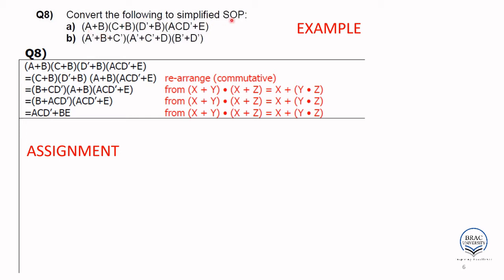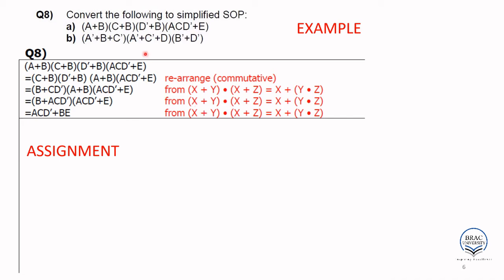So you need to convert that POS, that means product of sum, into sum of product. Just look here. You have a plus b into c plus b into d prime plus b into a c d prime plus e. If you rearrange it, which is called the commutative law, this one becomes first and this one becomes second, the first one becomes third and the fourth stays the same. And again if you use this law, x plus y into x plus z is x plus yz.